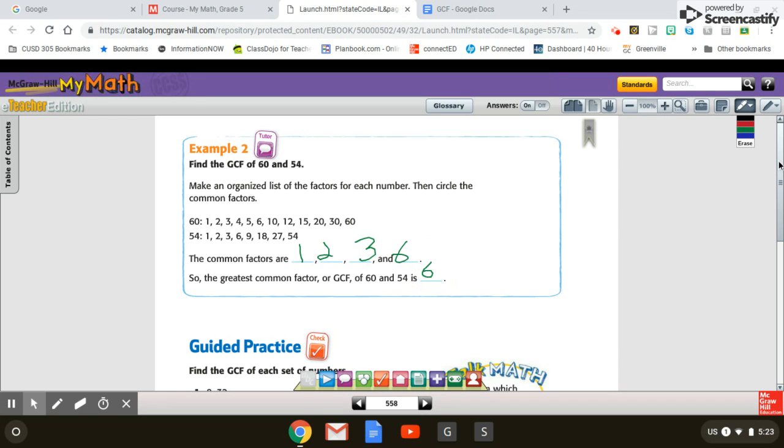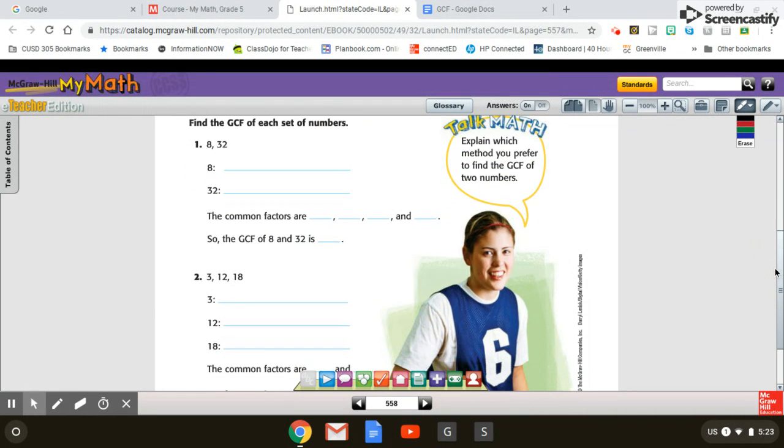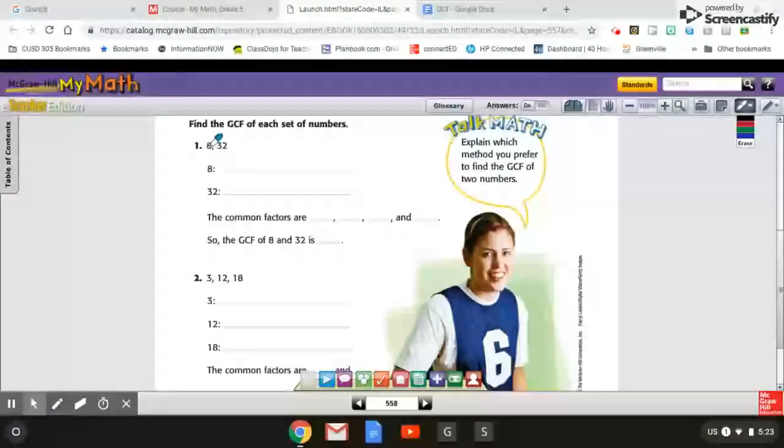Okay, so that's the other way to do it. You just list out all the factors. It takes a little longer, especially if it's a bigger number, it's a little harder. Smaller numbers, it's easier. So if we do this one here, we do the factors of 8. So pause it and do the factors of 8.